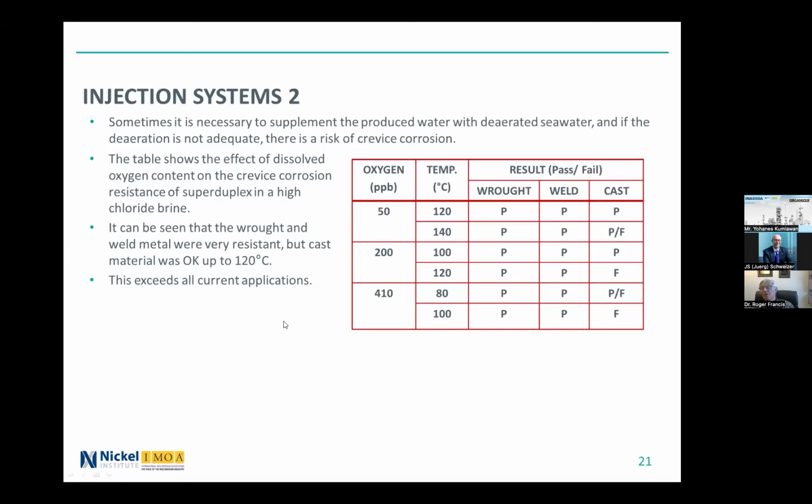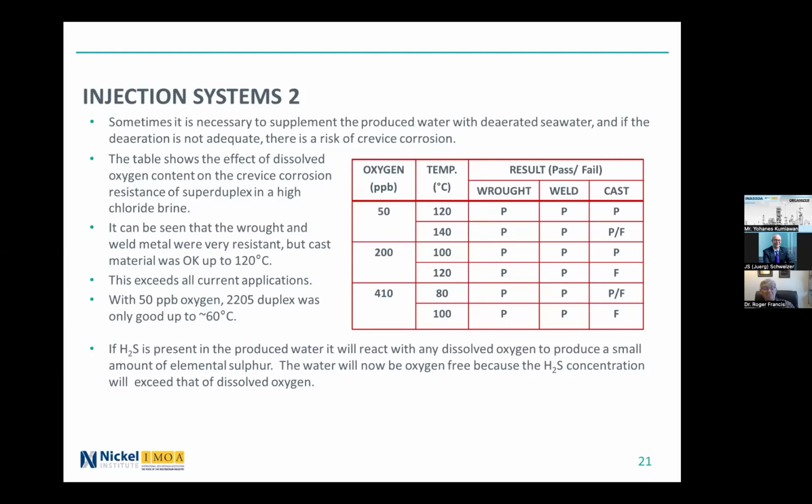So, which is why super duplex performs well. And tests, I haven't shown the data, but with 2205 duplex with 50 ppb of oxygen, it was only satisfactory up to about 60 degrees centigrade.